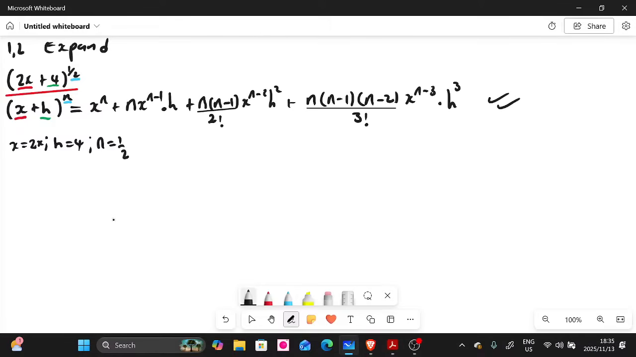Okay, so let's substitute them. Let me write them here again. We have 2x plus 4. So I will need you to use the calculators, members, because this one requires a calculator. So let's start with the first term, which is x to the power of n. X to the power of n, we know that x here is actually 2x.